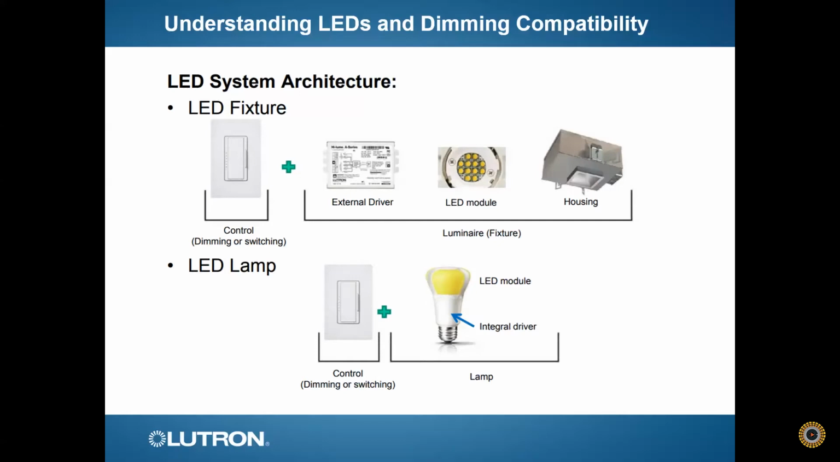Obviously there's a housing, but then you also have the type of dimming control. And all of those parts need to work together in harmony for the customer and for us to have the right dimming experience. And again, I mentioned that all types of LEDs, whether they're a dedicated fixture or just a replacement light bulb or replacement lamp, they all have these same moving parts.